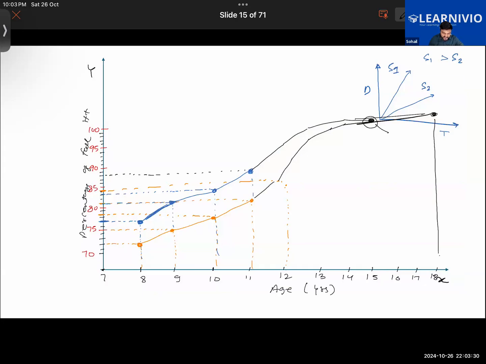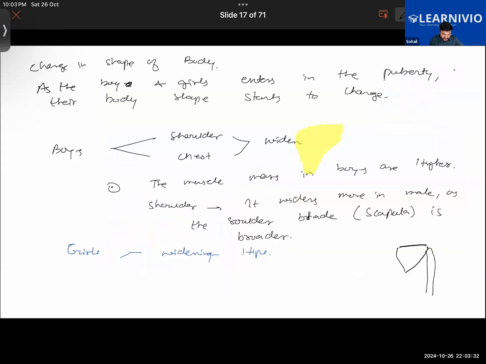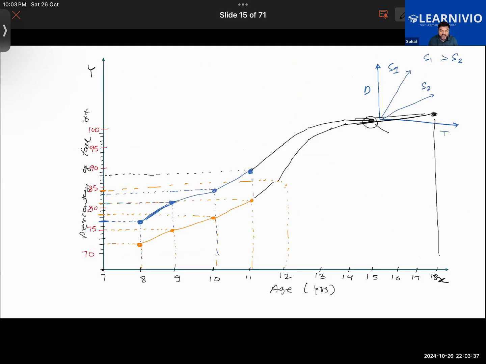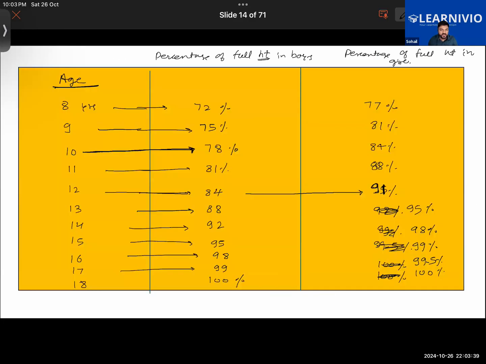Now, suppose someone is at a particular age, and we know what percentage of the height growth has been attained. There's a formula to calculate the expected growth of the height. We can calculate the expected height of the person by a formula, so let us understand how we can do so.